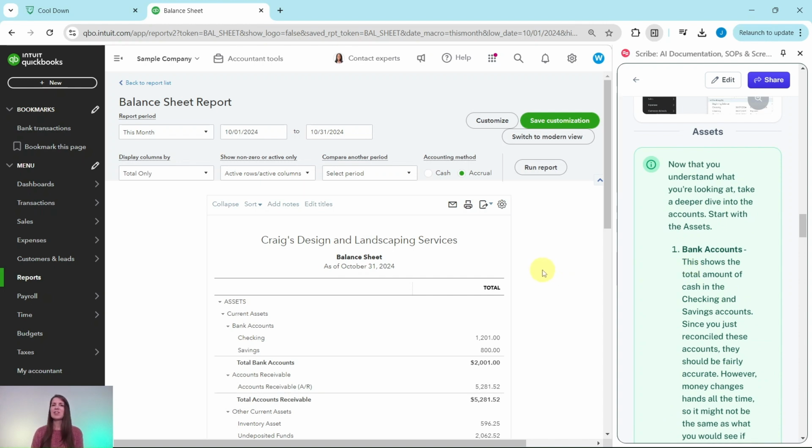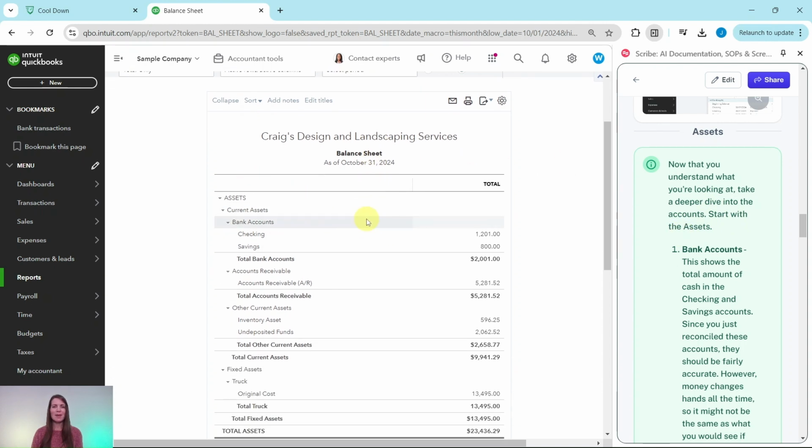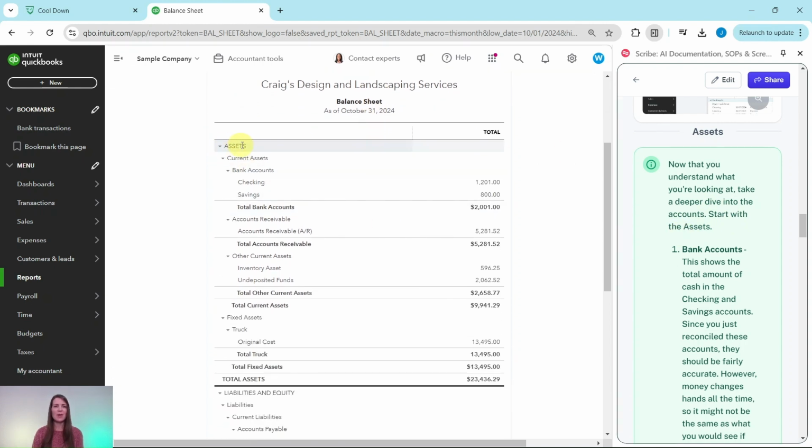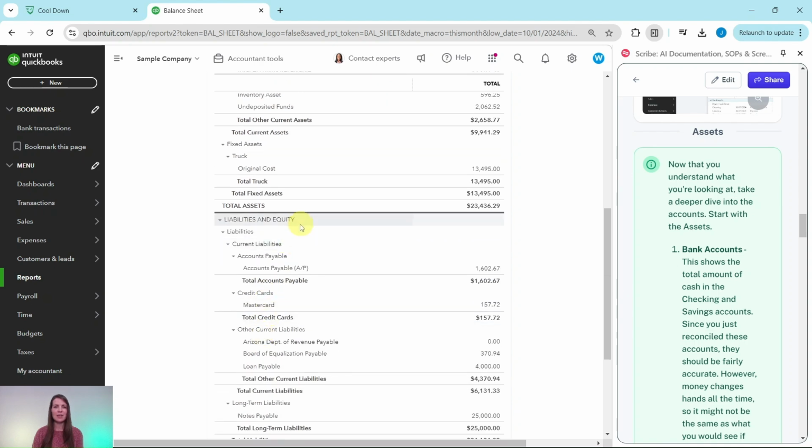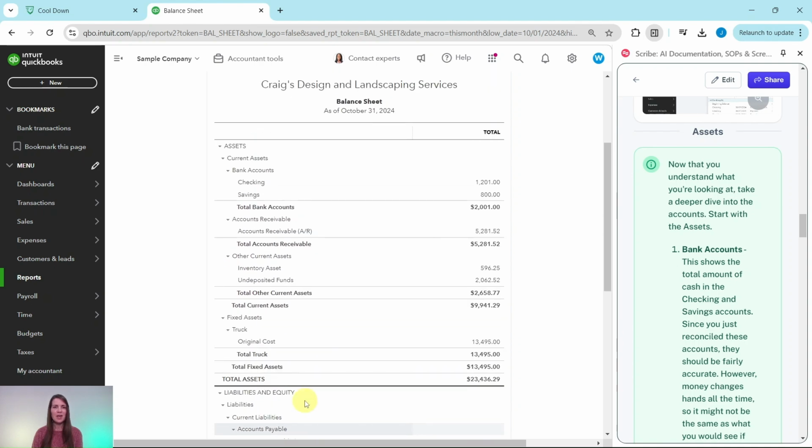And now let's take a deeper dive into the balance sheet itself. So now that you understand what you're looking at, let's do that. Let's go ahead and start with the assets, which is on the top here. The balance sheet is broken out with assets at the top and then liabilities and equity at the bottom. So we're going to focus on this section first.